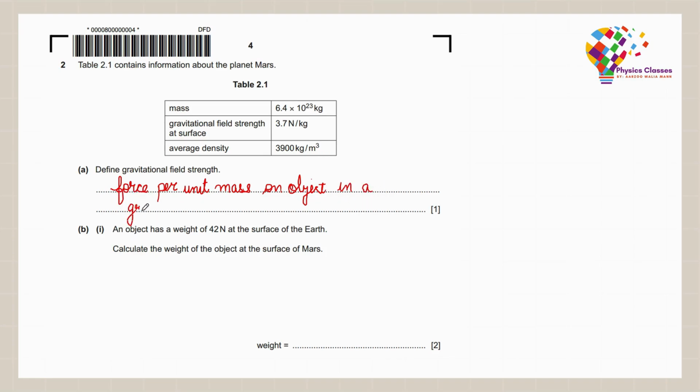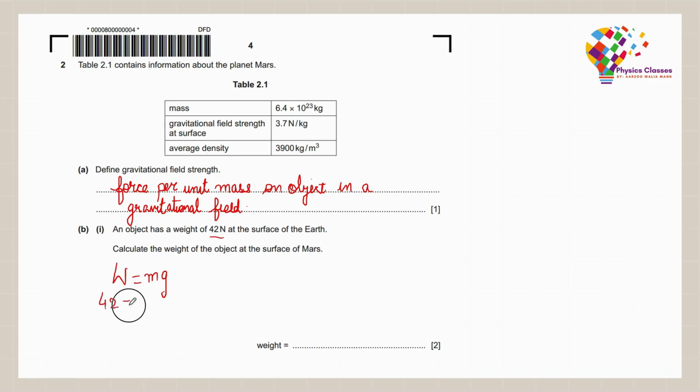Now let's look at B1. There's an object of weight 42 newtons at the surface of Earth. We have to find the weight of the object at the surface of Mars. So we know the equation: weight is equal to mass times the gravitational strength. So the weight on Earth is 42 newtons. So using this equation, we can calculate the mass on Earth.